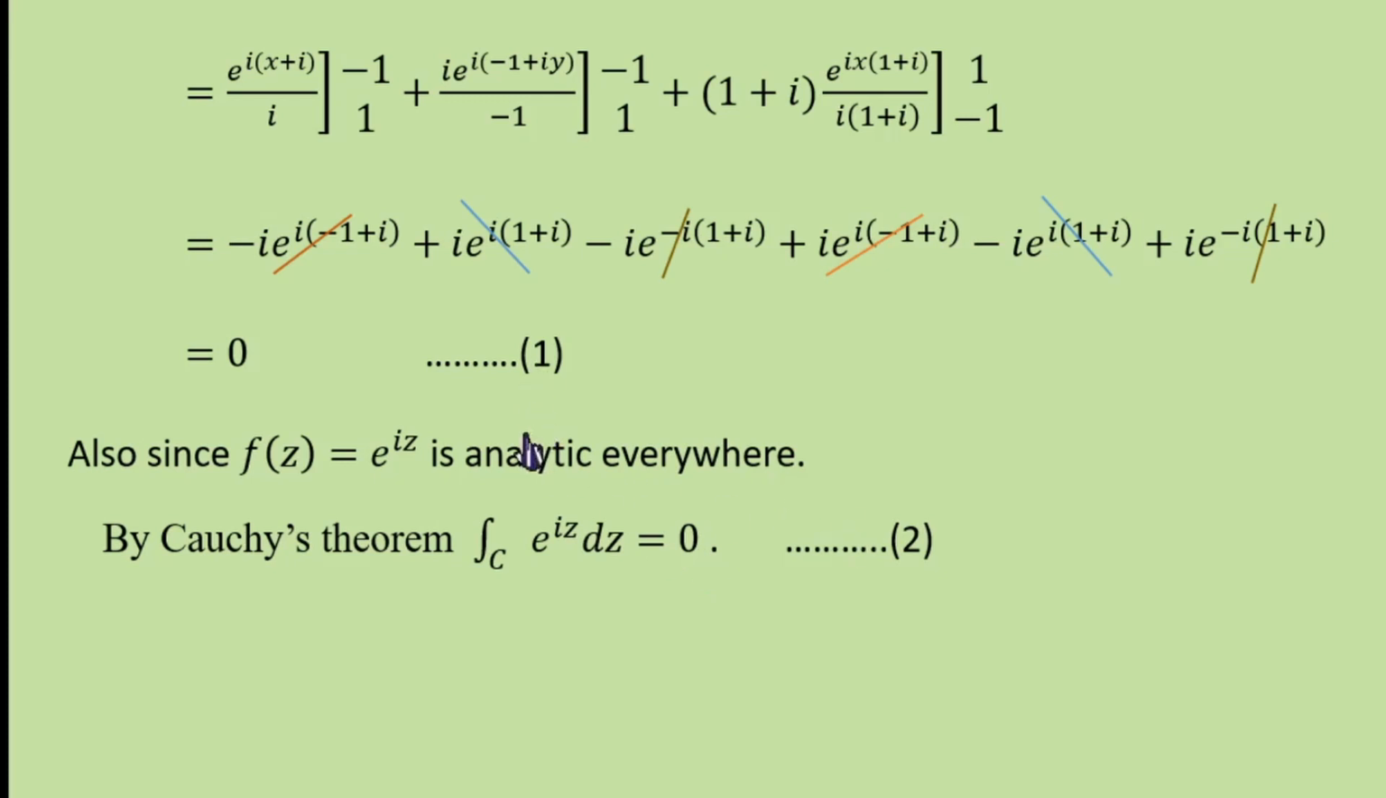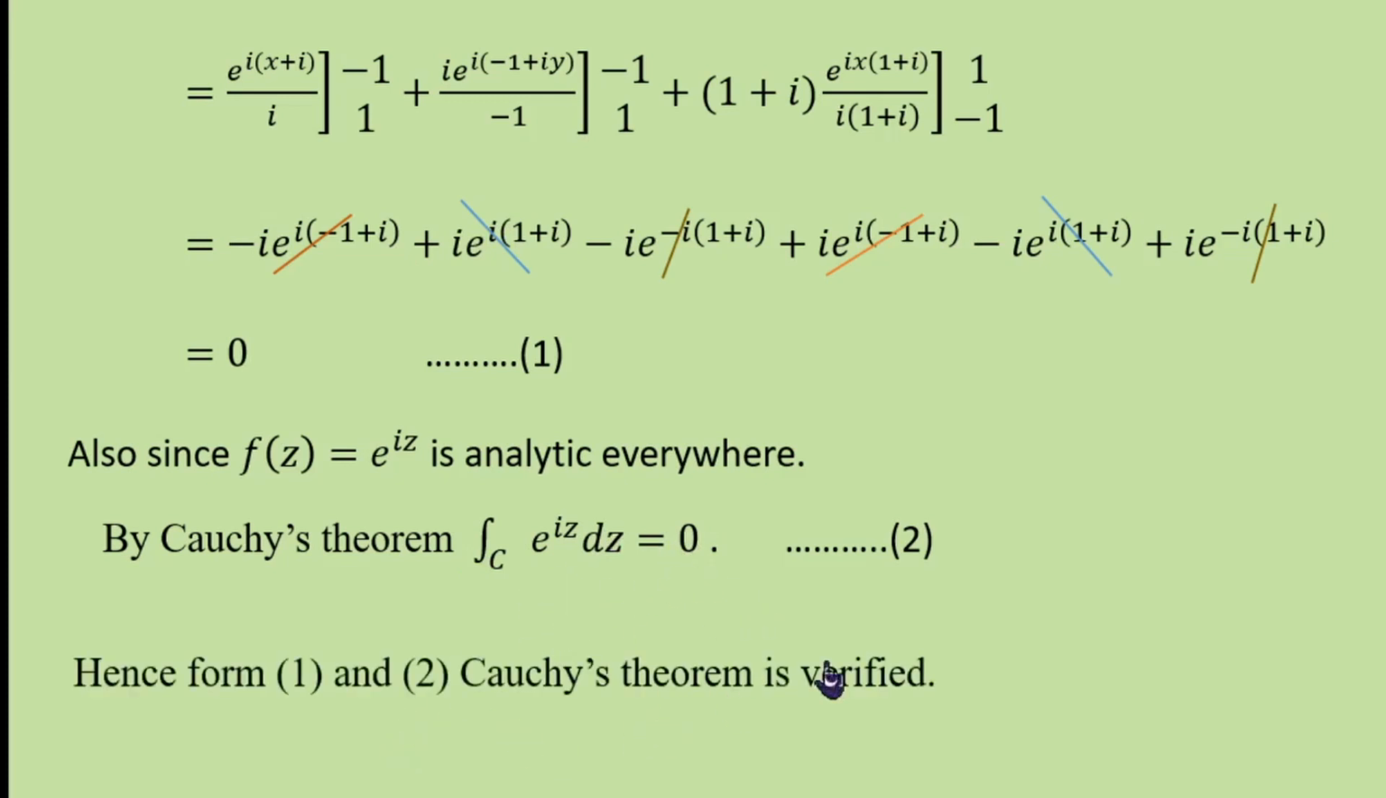Now from 1 and 2, here from 1 also we got integral over C e power i z dz. By the line integral method we got 0, and by Cauchy's theorem directly it is 0, and hence Cauchy's theorem is verified. I hope you got the idea how we can verify Cauchy's theorem. So this is by theorem, integral value 0. This is by line integral method, so integral value is 0. Okay. Next one is Cauchy's integral formula.